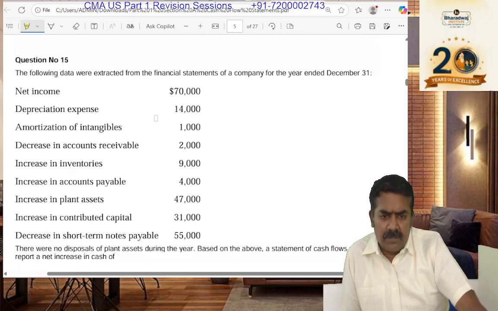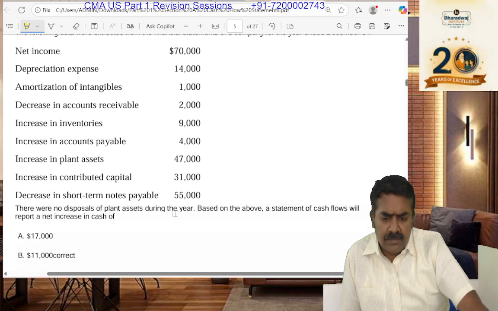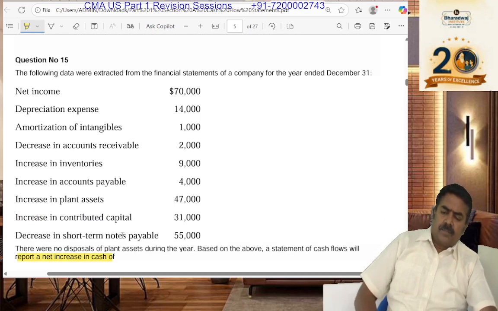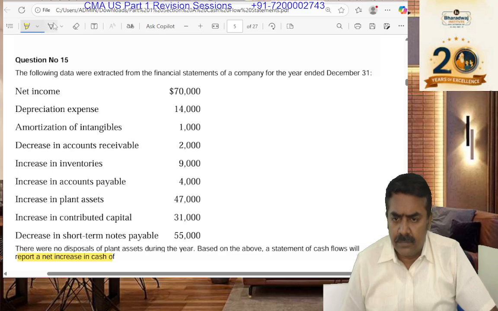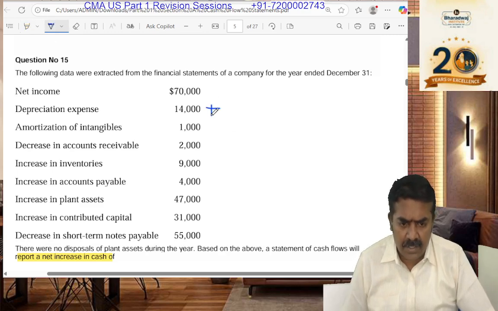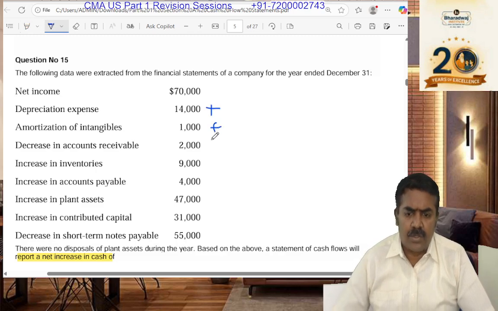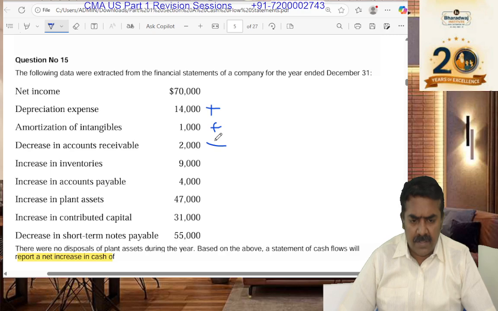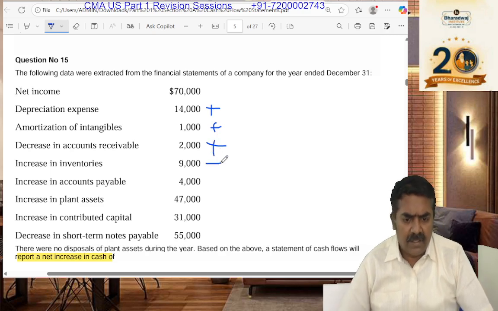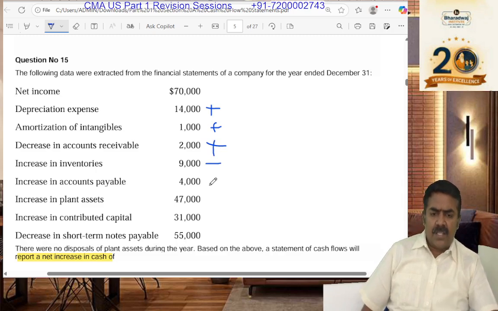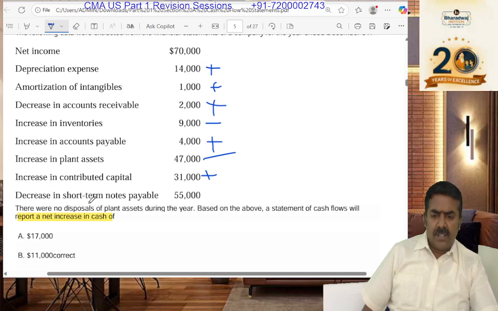Question number 14. They have given net income. They ask you to find out the net increase of cash. This is plus amortization of intangible, plus decrease in accounts receivable, we collect money, plus increase in inventory, we pay, so minus. Increase in current assets will reduce. Increase in accounts payable is an inflow. Increase in plant assets, we pay, minus. Increase in contributed capital, we get money. Decrease in short-term notes payable causes an outflow of cash.